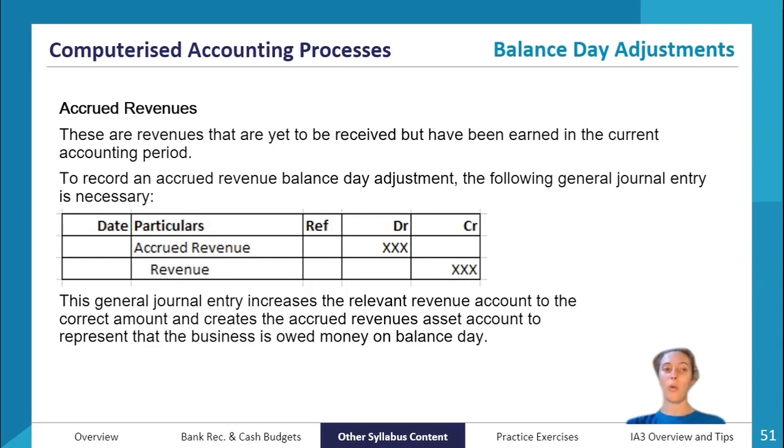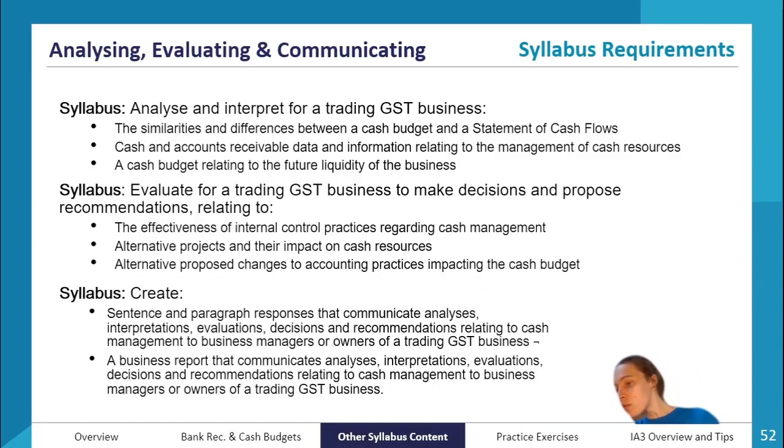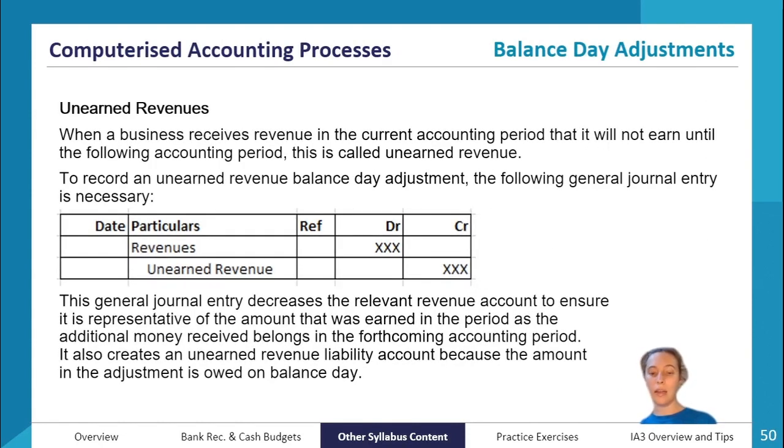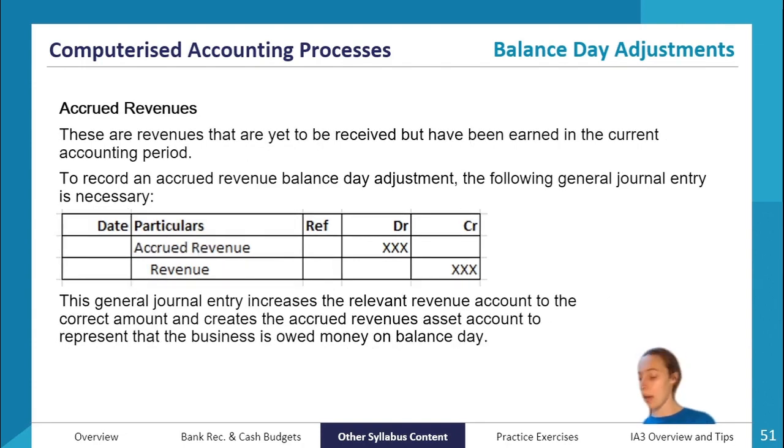Next, we've got our accrued revenues. So this is something that is not a liability this time. So I'll have a bit of a slide later with some tips, and that's going to show you a bit of a trick that I use to help remember what the nature of the different balance day adjustments are. But this one is an asset, so yet to be received revenues, but they've already been earned in the current accounting period.